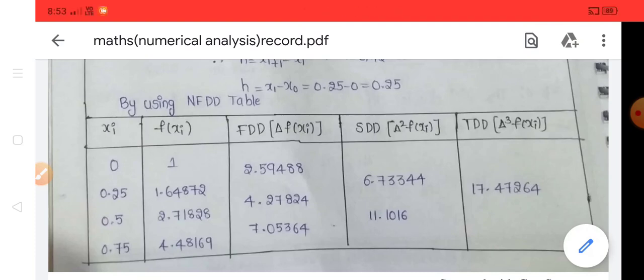Next, second divided difference: 4.27824 minus 2.59488 divided by 0.25 equals to 6.73344. Next, 7.05364 minus 4.27824 divided by 0.25 equals to 11.1016. Next, third divided difference: 11.1016 minus 6.73344 divided by 0.25 equals to 17.47264.